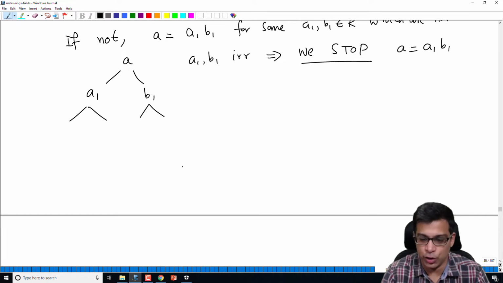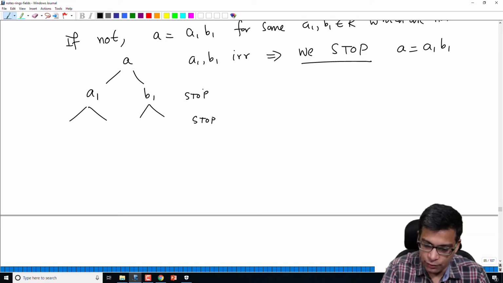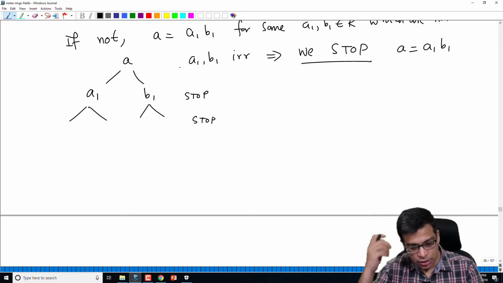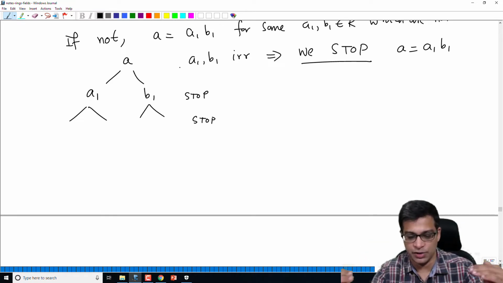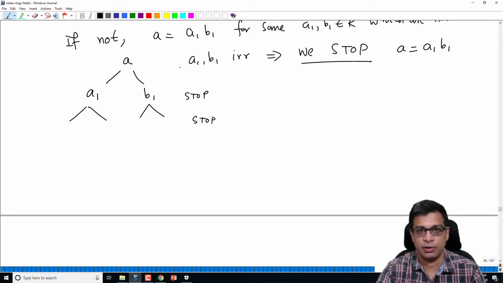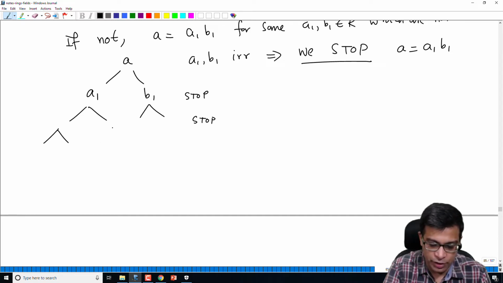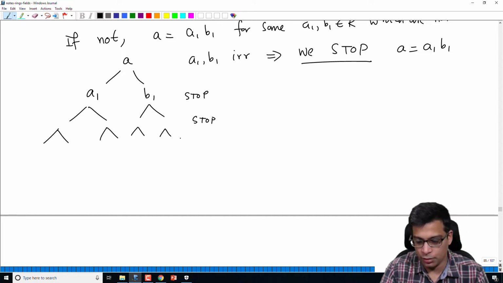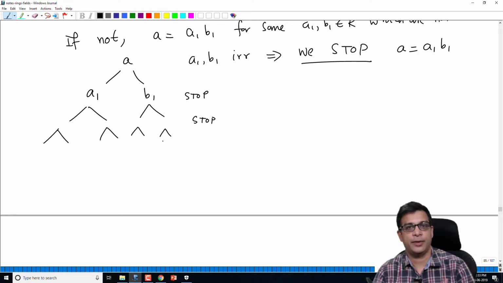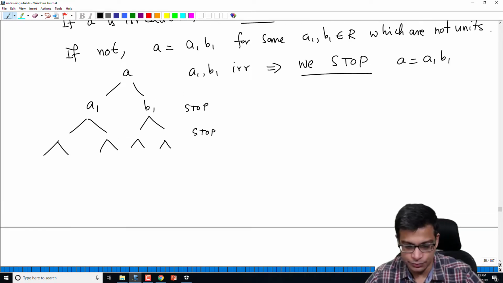If they are all irreducible, we stop here. So we may stop at any stage. If at any stage we have all irreducible elements, we stop, and thereby we achieve our irreducible factorization. Otherwise, we will continue. And potentially we may have to continue forever.